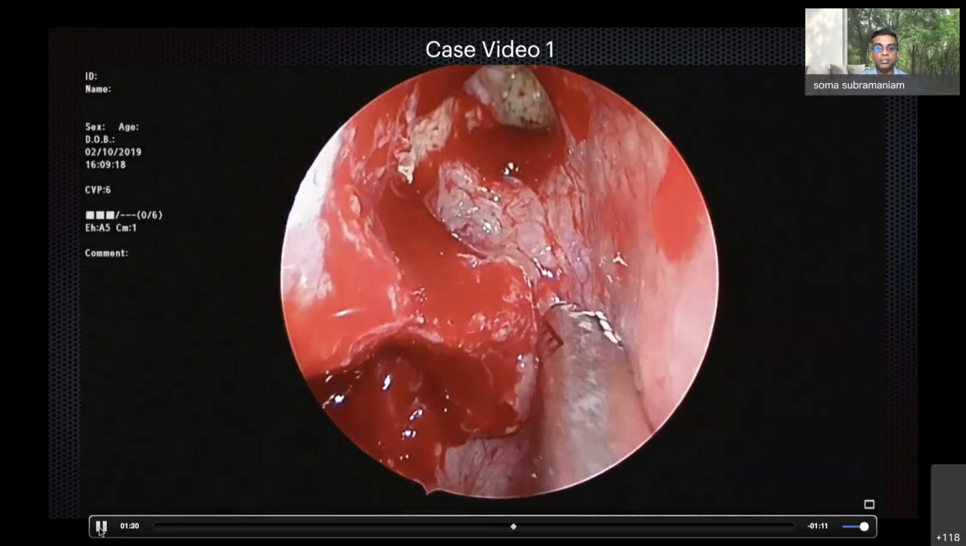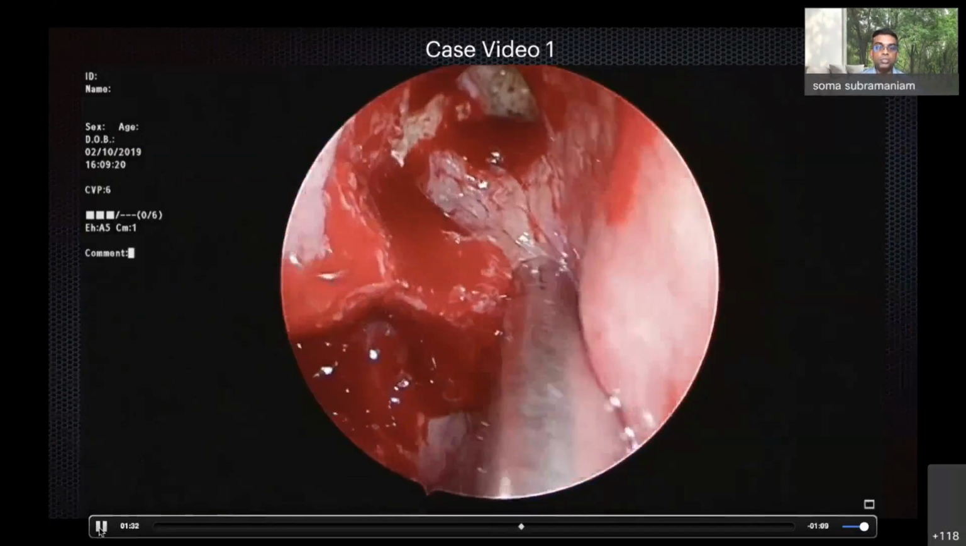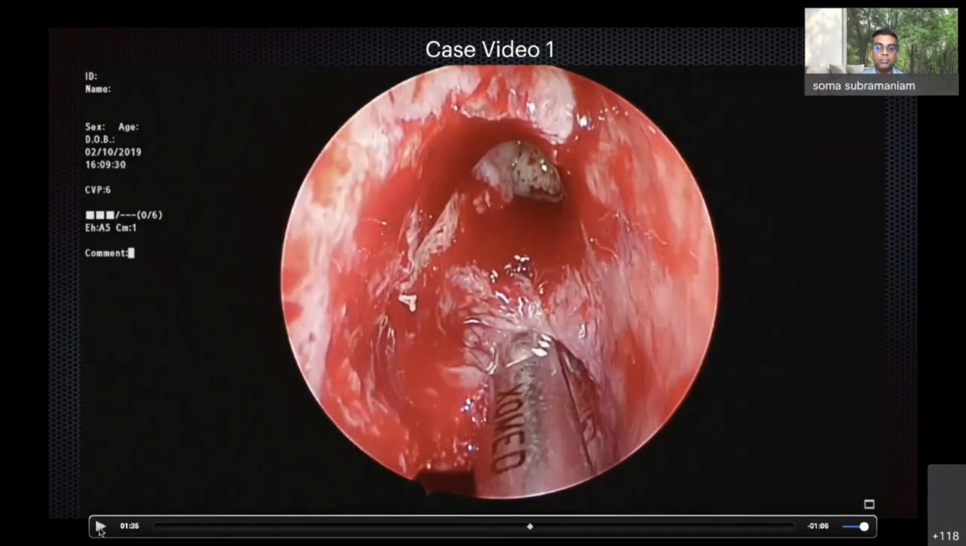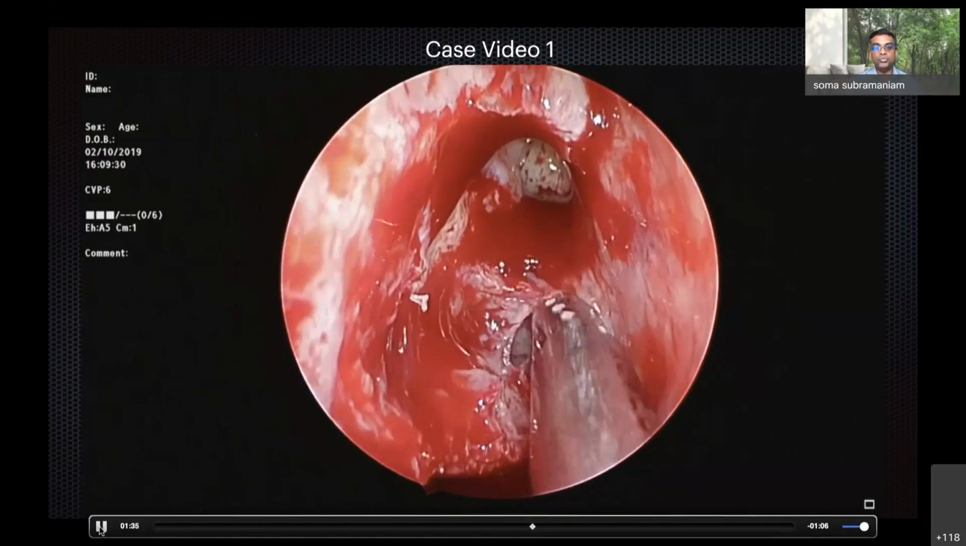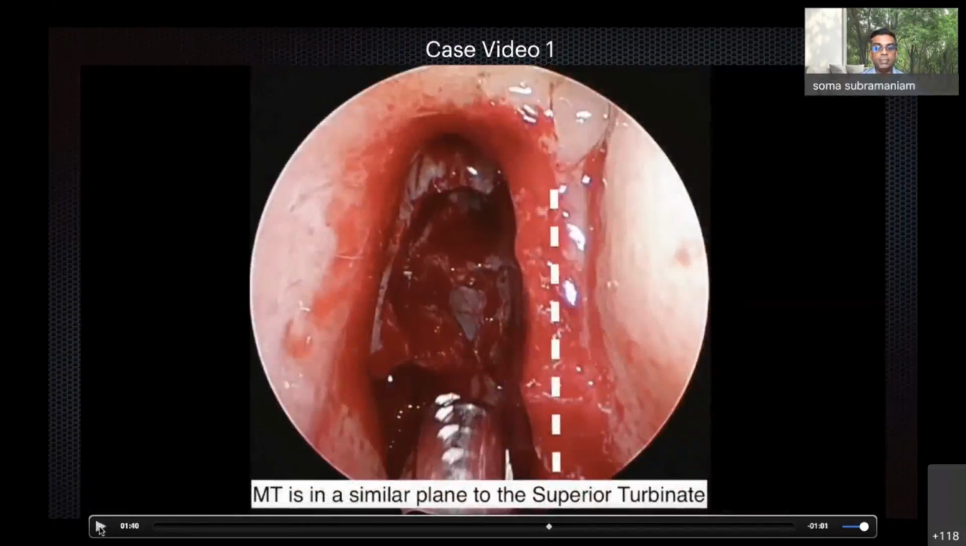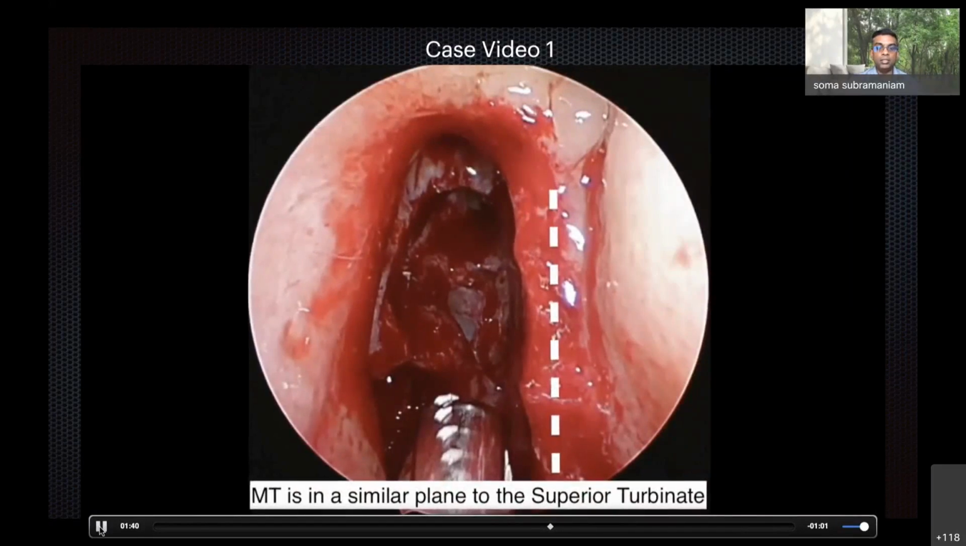So at that point, you can use a variety of instruments. You can use a suction, you can use a debrider. But now once I've gone through the basal lamella, I'm looking for the superior turbinate. I want to see the head end of the superior turbinate very early on. And in cases of polyps, that may be difficult. So always keep yourself aligned to the plane of the middle turbinate. The superior turbinate plane is going to be along that same line.